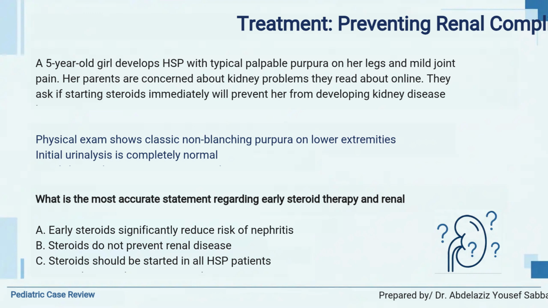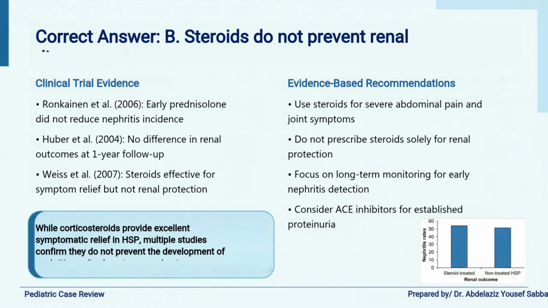Option A. Early steroids significantly reduce the risk of nephritis. Option B. Steroids do not prevent renal disease. Option C. Steroids should be started in all patients with Henoch-Schönlein Purpura. Option D. Steroid timing determines renal outcome. The correct answer is option B. Steroids do not prevent renal disease.